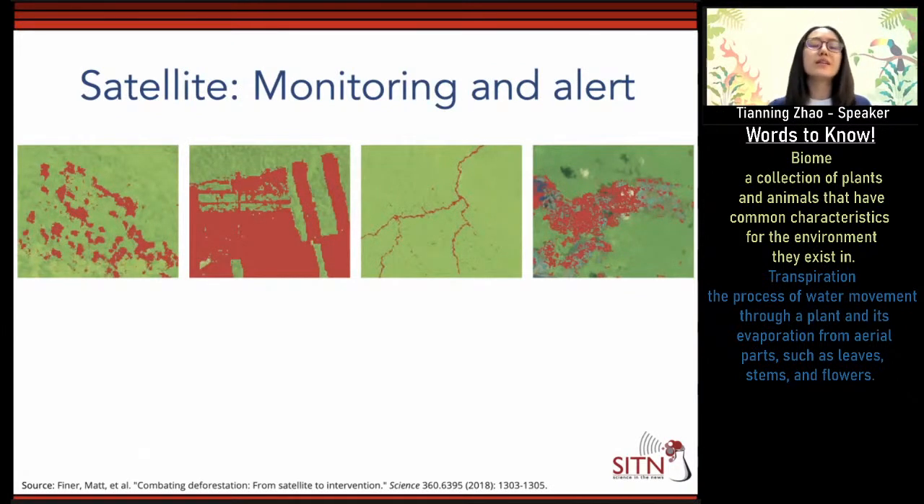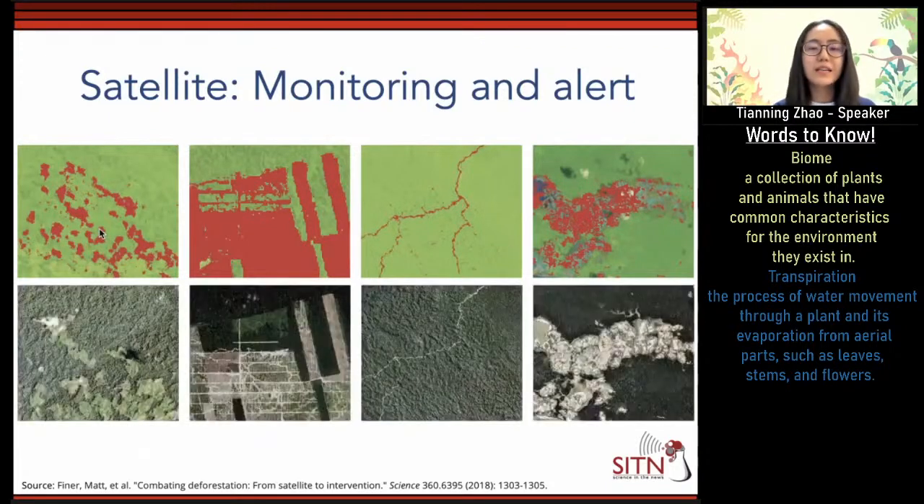When the satellite is flying by the rainforest, it would take pictures, and when you compare the current picture with the previous ones, you will know which part is shifting, and those changing parts are indicated by the red dots or the big chunks here. And when you go back to look at the original satellite images, you can see that there is a difference between those areas and the surrounding forest.